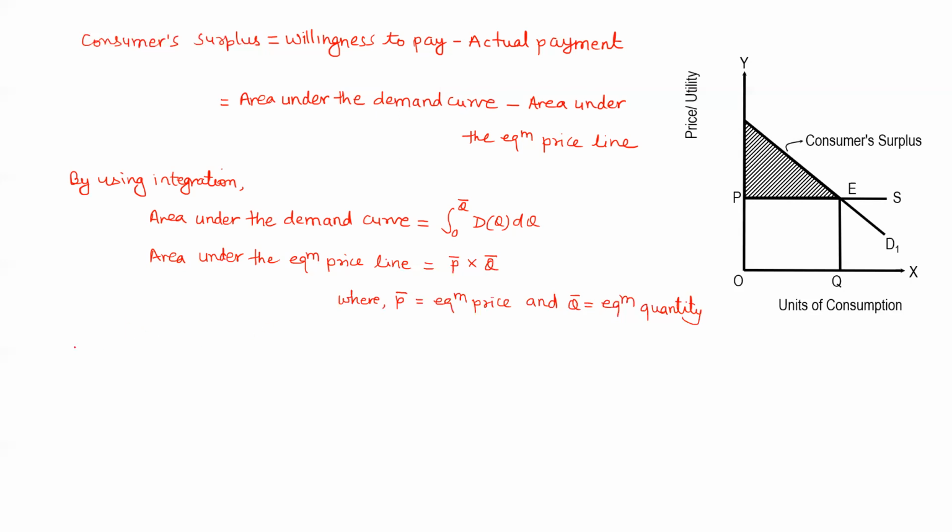So now we can write the formula of consumer surplus: consumer surplus is equal to the definite integral from 0 to Q bar of the demand function with respect to dQ, minus P bar into Q bar. So this is the formula to find consumer surplus. Now let's take an example.